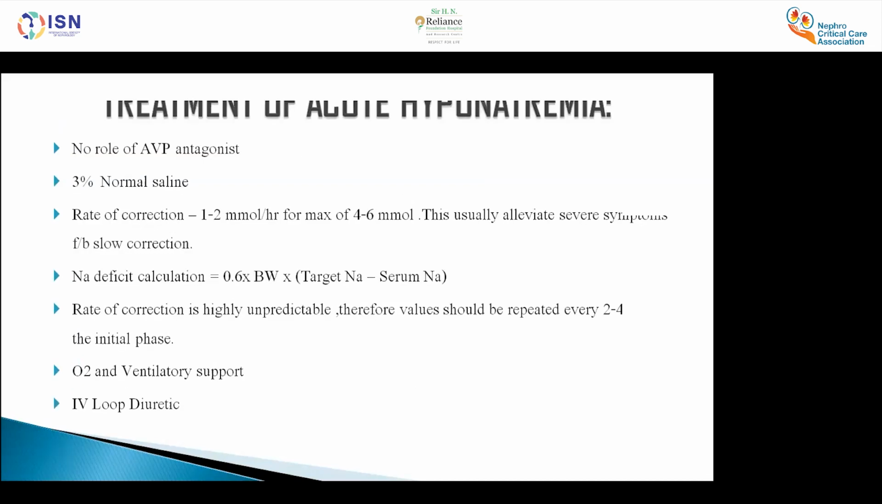Treatment of acute hyponatremia: there is no role of ADH antagonist. 3% normal saline can be used, but we have to keep in mind that the rate of correction should be 1 to 2 millimoles per hour for a maximum of 4 to 6 millimoles. This usually alleviates the acute symptoms, and should be followed by slow correction. Sodium deficit is calculated by the formula 0.6 into body weight into the deficit of sodium. The rate of sodium rise is usually highly unpredictable, therefore values should be repeated every 4 to 6 hours in the initial phase.